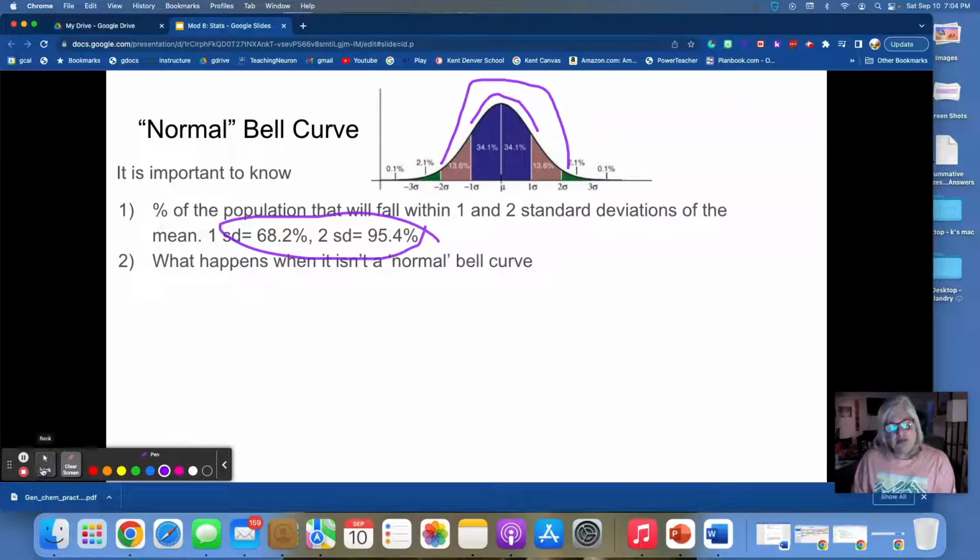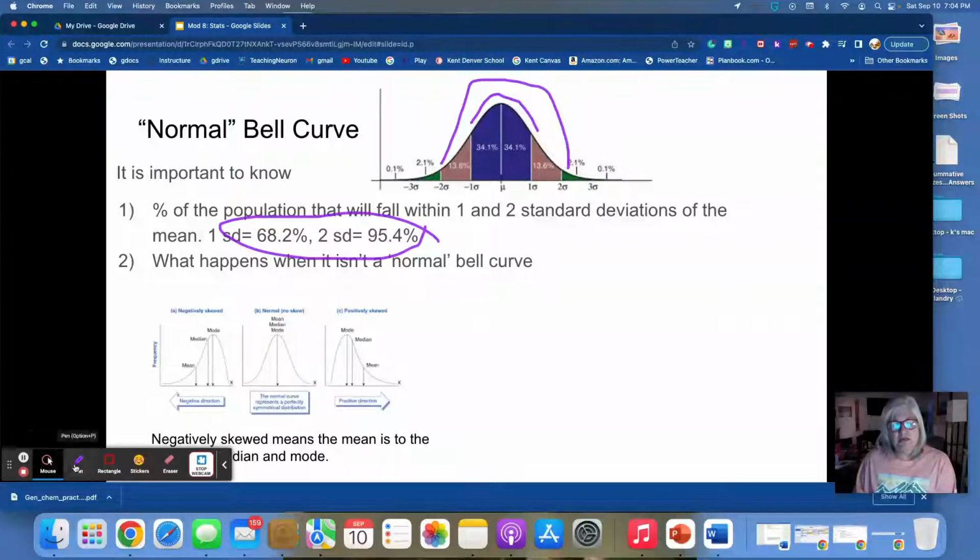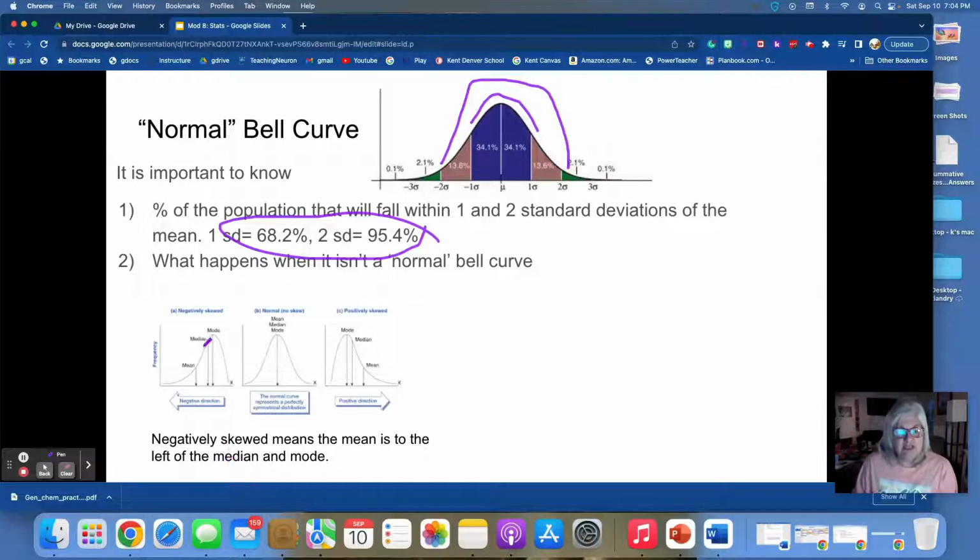But the question comes up about what happens. I mean, most things in nature don't follow this normal bell curve, right? So how do we look at data that has more variation? Well, we can look at how it's skewed. Now, this to me it's a little bit, what's the word I'm looking for? It's a little bit counterintuitive, okay? Because when I look at this and I see that the curve is more towards the right, to me, that should be positively skewed, but it's not.